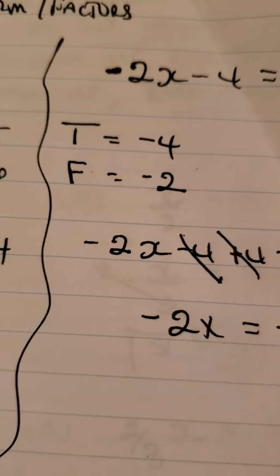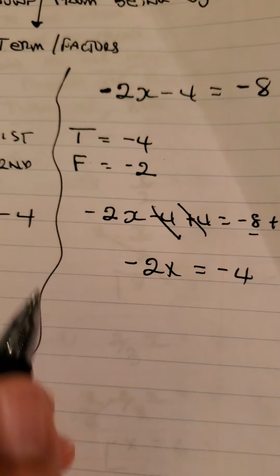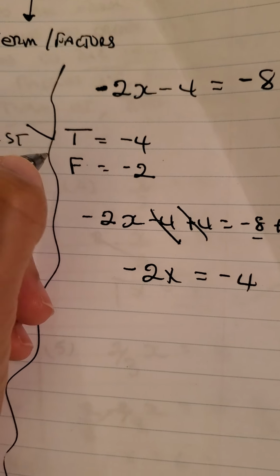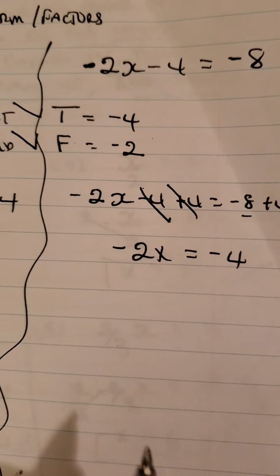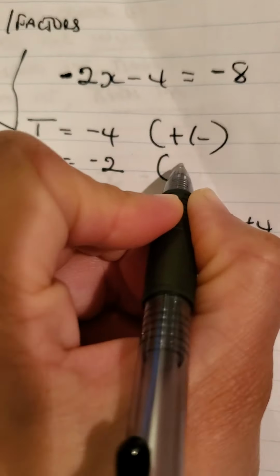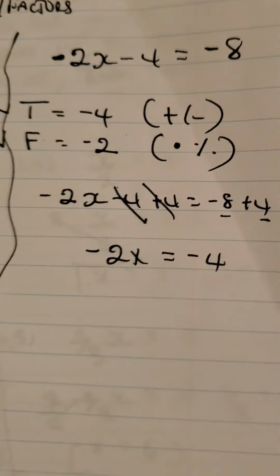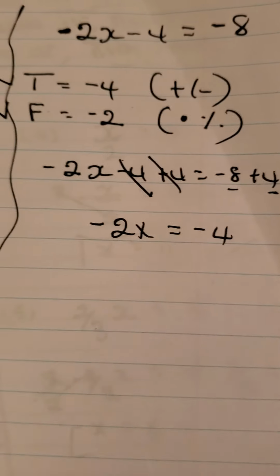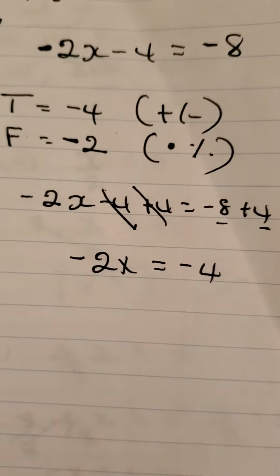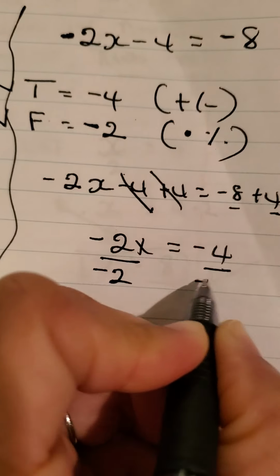That's why it's always important, I tell students, when starting out in learning how to solve, just identify your term t and your factor f, and then you know that here you can only be adding or subtracting, and here you can only be multiplying or dividing. Okay, so here, what is my factor? You see, my factor is negative 2, not 2. So I'm going to be dividing both by negative 2.